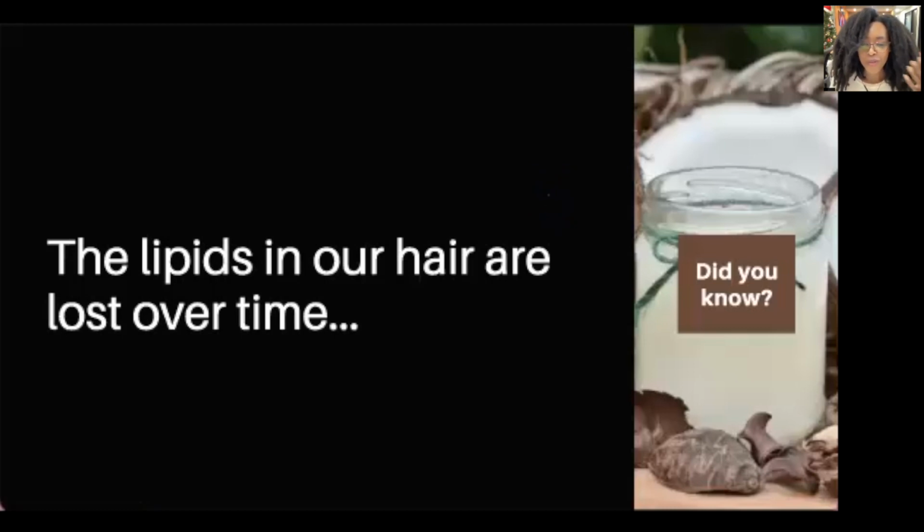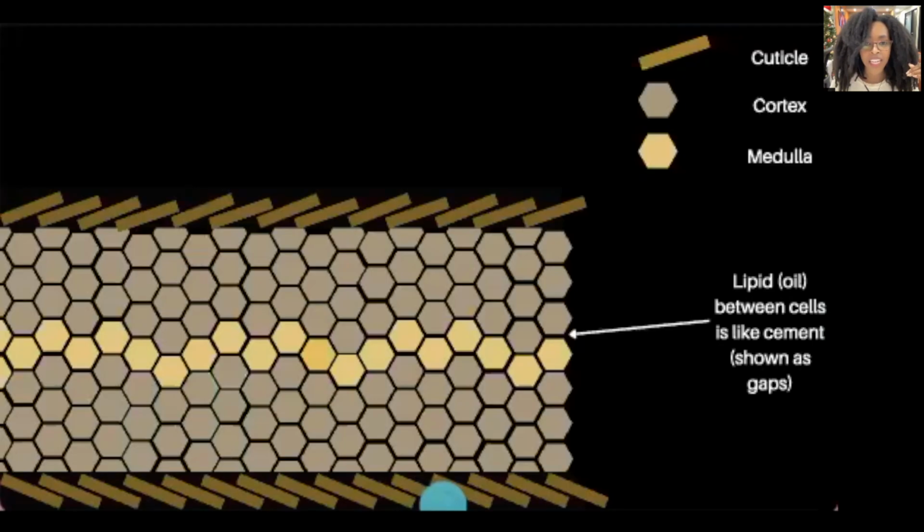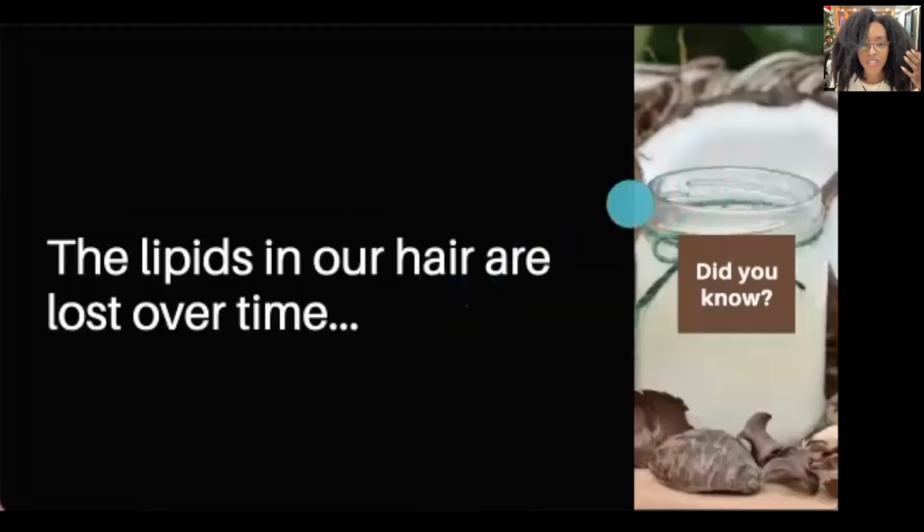Unfortunately, normal grooming practices and exposure to the elements lead to the loss of this intercellular grout. So inter means between and cellular means cells. So this kind of grout here, it leads to the loss of this intercellular grout over time. Innocent practices like swimming and shampooing can also contribute to this. And once lost, the proteins that they help to hold in place become more vulnerable.